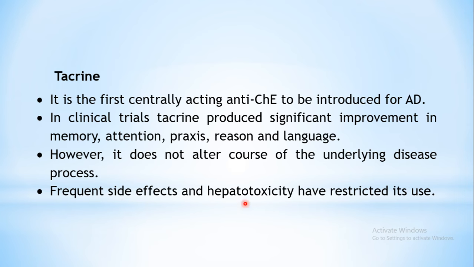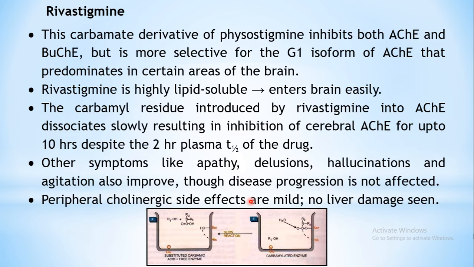It is quite toxic to the liver, so that's how the use of tacrine is limited. The next drug which was introduced was rivastigmine. It's a carbamate derivative of physostigmine. It inhibits both acetylcholinesterase, AChE, and butyrylcholinesterase, BuChE. So it inhibits both types of enzymes.